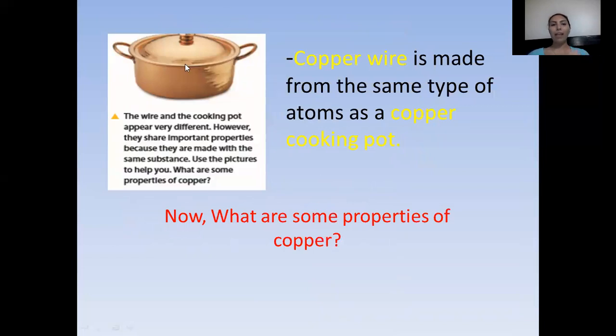And now look at this picture. This is a cooking pot, yes, made from copper. And also copper wire is made of copper. And now, what are some properties of copper? Yes, a good conductor of electricity, as we said last session. And also, we can use it because it has a high melting point. Great job. So, copper wire and a cooking pot are both made of copper, but used differently.